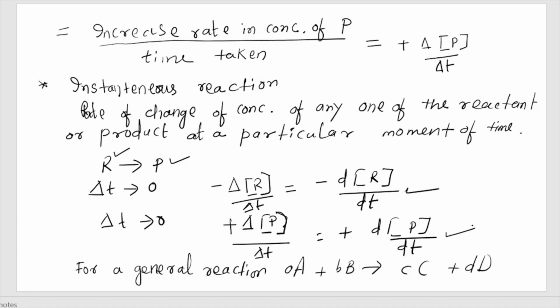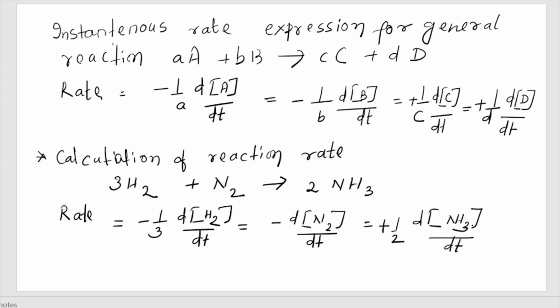You know how we will use the negative and positive signs. Suppose there is a general reaction, with a general expression. How can you calculate the instantaneous rate? Suppose the reaction is aA plus bB giving cC plus dD. That means A and B combine to give C and D. Here a, b, c and d indicate the number of moles of A, B, C and D. What does this mean? How can you calculate the rate?